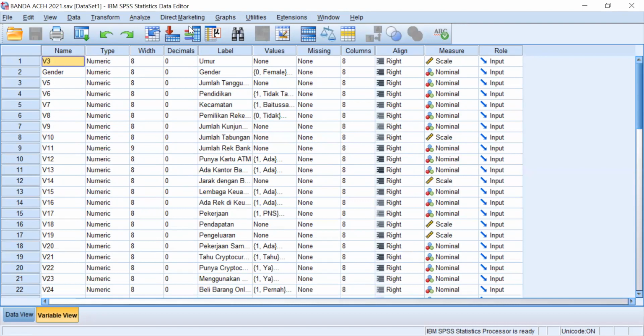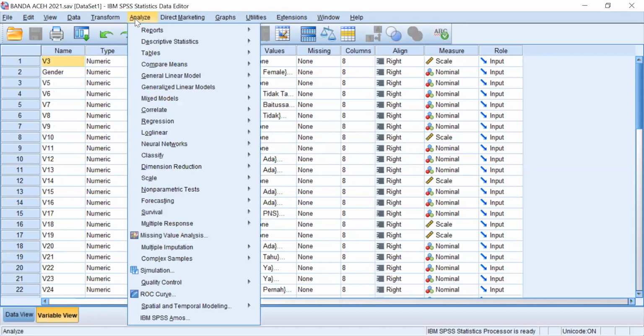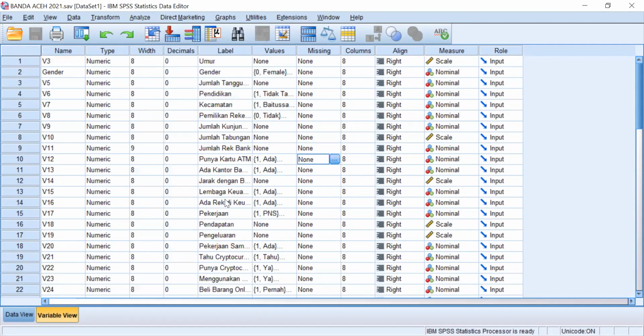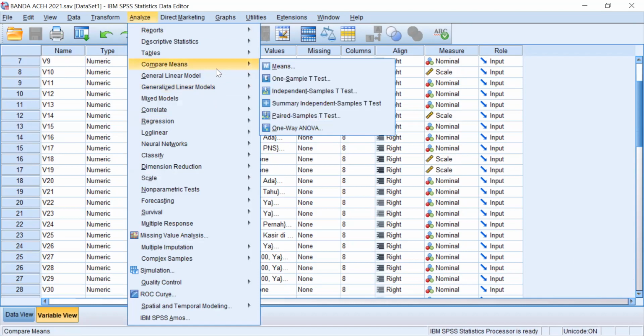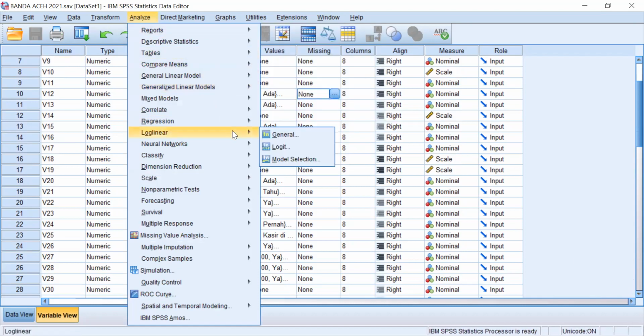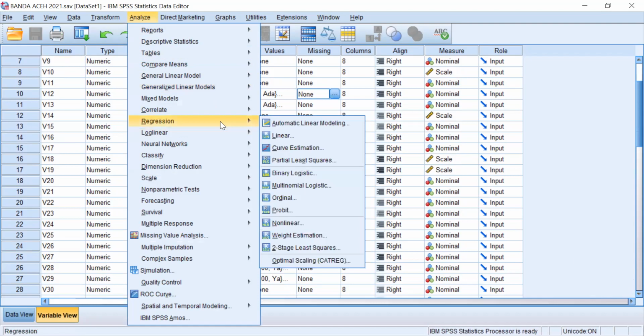Now, for example, I want to estimate this logistic model. First, the choice of family, the preferences of household, to use financial technology or fintech. Here we choose Analyze. From Analyze, we take Regression. Then we choose Binary Logistic.